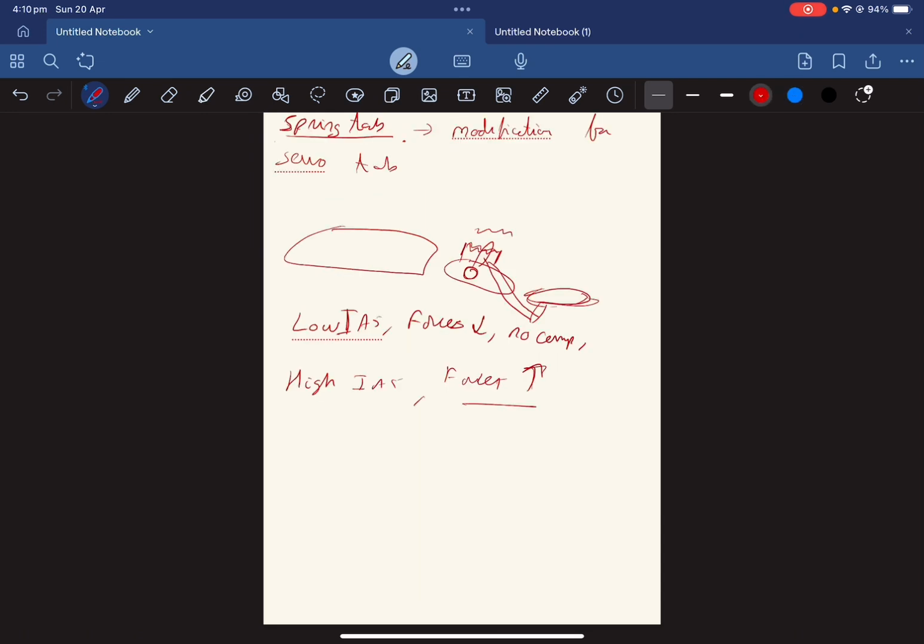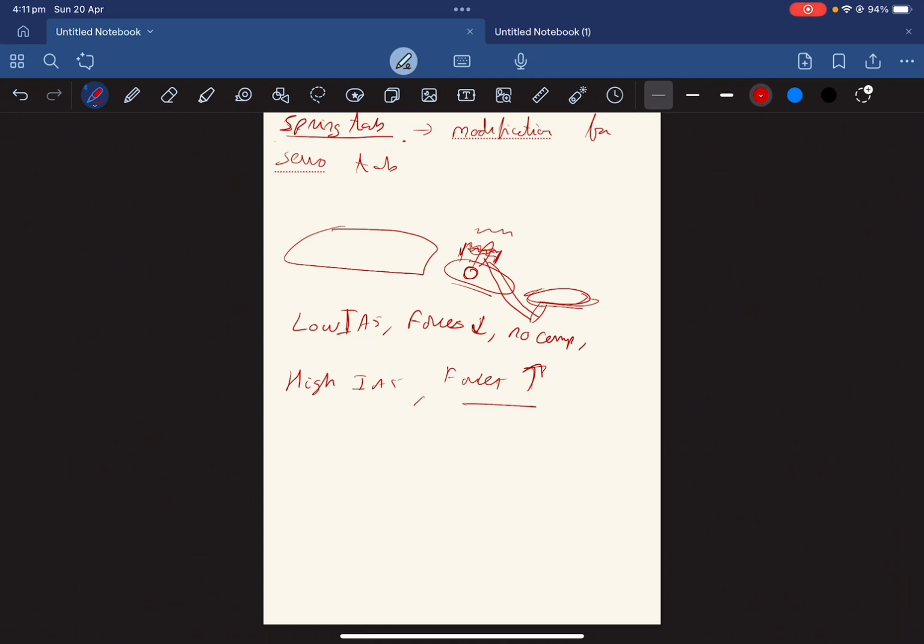The next type of tab is the spring tab. Basically, the spring tab is a modification of the previous one, which was the servo tab. Let's say this is your control surface and this is your tab, with a sort of spring over here. Let's say you are flying slow, your IAS is very low, so your aerodynamic forces are going to be very small. Your spring won't get compressed since the forces are low. This causes your control surface and spring tab to move together, which gives you maximum effectiveness.